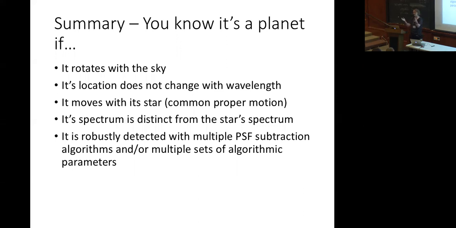So to validate disk structures, we do multi-wavelength imagery. We try and see what we see when we are processing aggressively and not so aggressively, and then we try and use another technique, PDI, in order to validate them. But it's tricky.